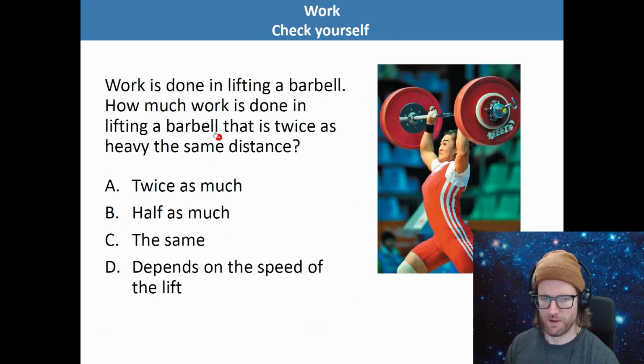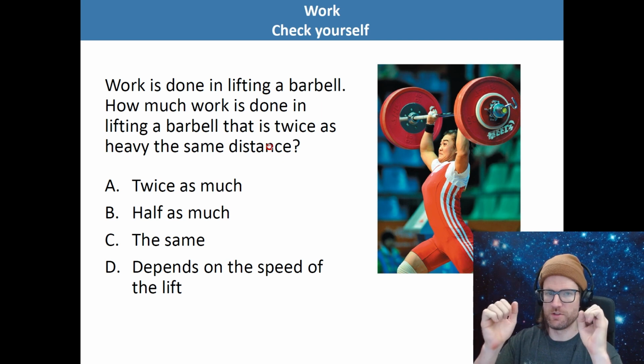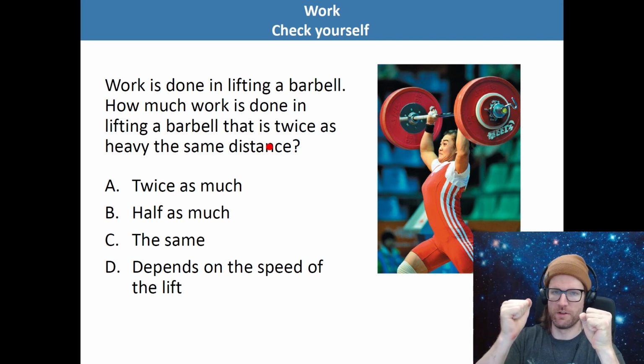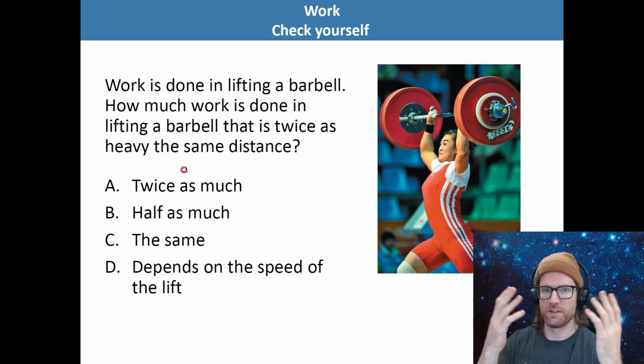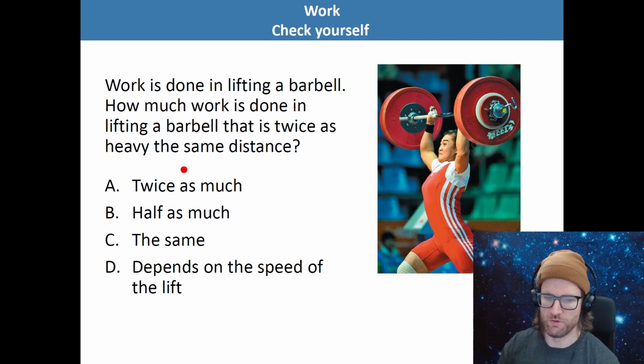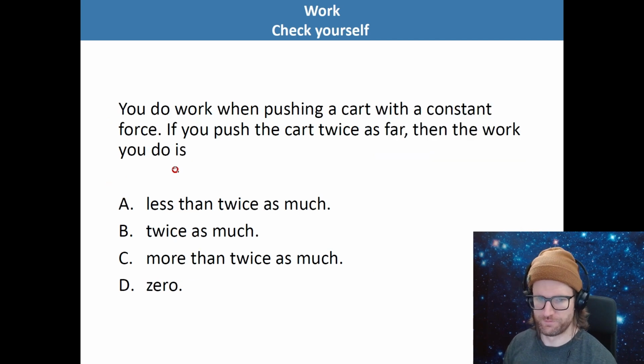Work is done in lifting a barbell. How much work is done in lifting a barbell that is twice as heavy the same distance? If you're comparing two situations, you lift one barbell and then a second barbell of twice the mass, then because work is force times distance, it will be twice as much work to lift the twice as heavy barbell. You do work when pushing a cart with a constant force. If you push the cart twice as far with the same force, it's twice the work, so twice as much.